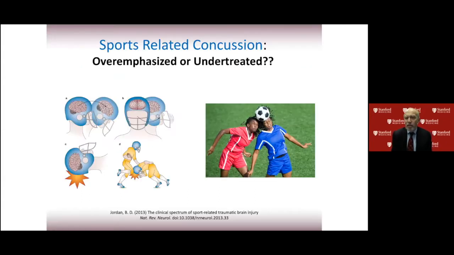Now, one of the things that we recently recognized is that traumatic brain injury may lead to growth hormone deficiency, and in fact, it may lead to other pituitary deficiencies. And what are the most common causes of traumatic brain injury? Sports-related concussion has reared its ugly head.